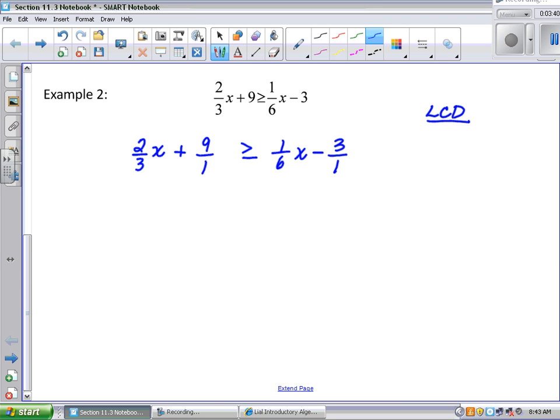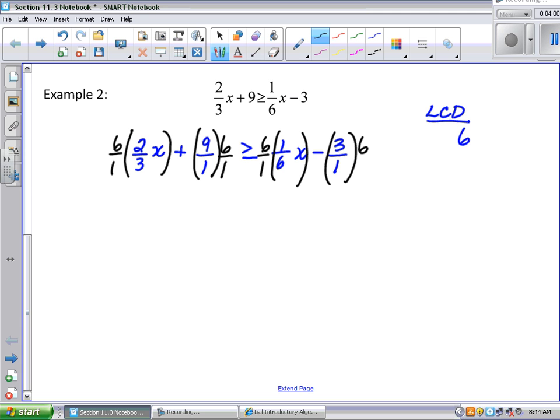When I look at my fractions, I have 3, 1, and 6. My lowest common denominator is 6. I'm going to multiply every term. So there's 1, 2, 3, 4. I'm going to multiply all of those by 6, or 6 over 1. And we can reduce. 6 divided by 3 is 2, and 2 times 2x is 4x. All we have left in the denominator is 1, so we don't have to write it down.